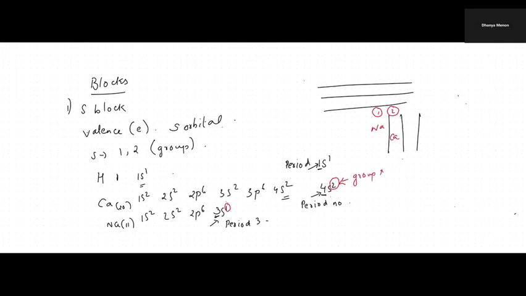So shell number tells you about the period number. The number of valence electrons tells you about the group number. So s-block elements are from group 1 and 2. They are usually metals. Group 1 is called alkali metals, and group 2 is called alkaline earth metals.